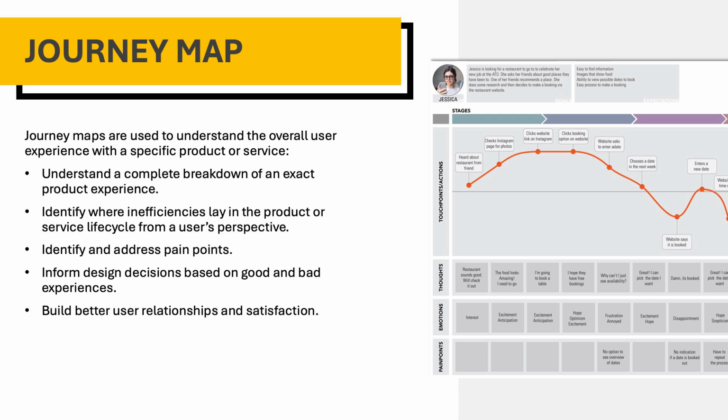We use journey maps to understand an overall experience that a user has with a specific product or service, and they're effective at breaking down this full interaction experience. It is possible to identify where there might be inefficiencies in a product or service offering and its life cycle. You can identify very specific pain points and how to address them or how to avoid them, and then this information can inform design decisions based on positive or negative experiences that occur over time. These are important points to be able to improve user-product relationships and satisfaction.